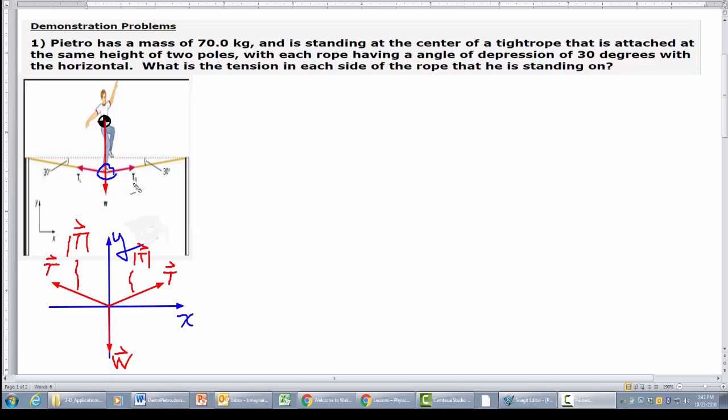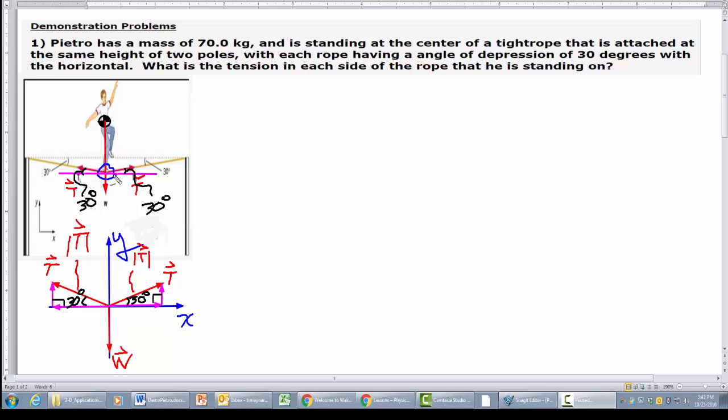Note that by symmetry, T sub R, the tension in the right side of the rope, is equal to T sub L, the tension in the left side of the rope. Therefore, we can call both of these just the tension T. We take this point of concurrency and make that the origin of our force diagram. We then put the tails of all the vectors at the origin. Here's the tension in the right part of the rope. Here's the tension in the left side of the rope. Here is the weight vector.